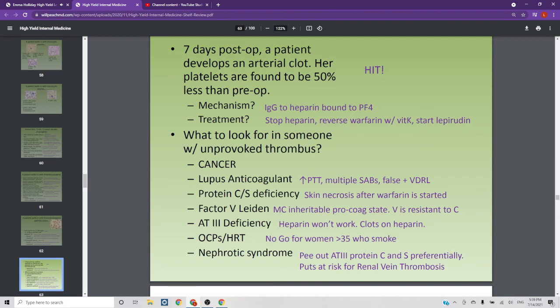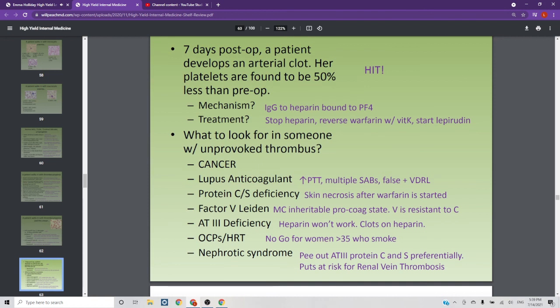Factor V Leiden is the most common cause of hypercoagulable state. AT3 deficiency is important to you because heparin won't work in those patients with AT3 deficiency. And then estrogen, we can't give that to women if they're old and they smoke because they increase risk of clotting. And nephrotic syndrome, we already talked about that mechanism. We pee out our clotting factors, and it puts the patients at risk for renal vein thrombosis.